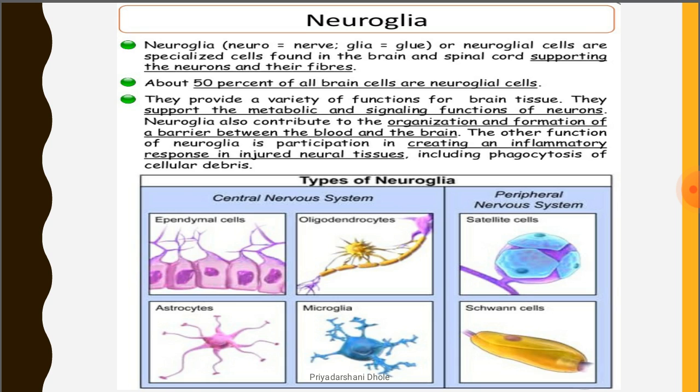These are the different types of neuroglial cells. First, those present in the central nervous system, and those present in the peripheral nervous system. In the central nervous system, there are ependymal cells, oligodendrocytes, astrocytes, and microglia. In the peripheral nervous system, there are satellite cells and Schwann cells.